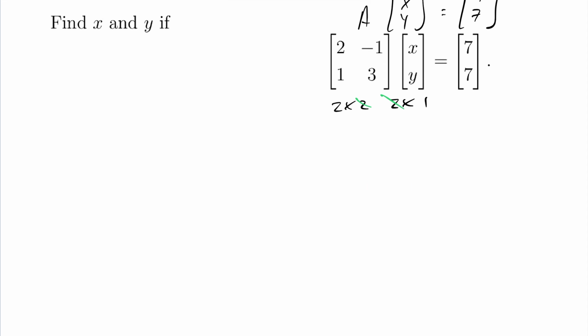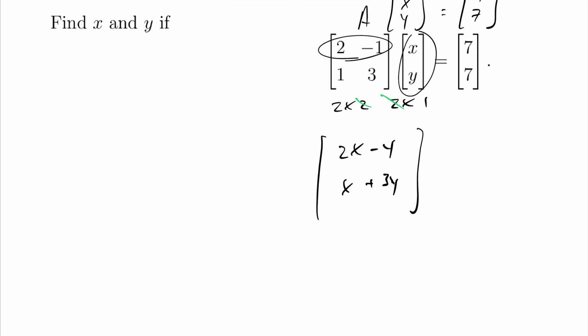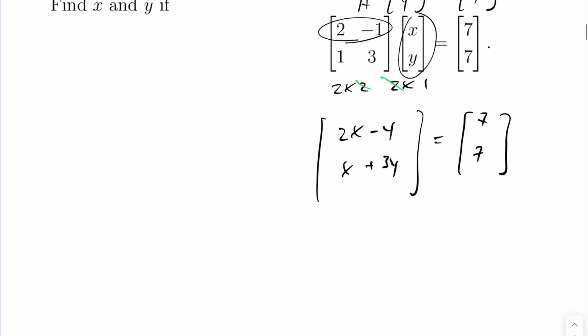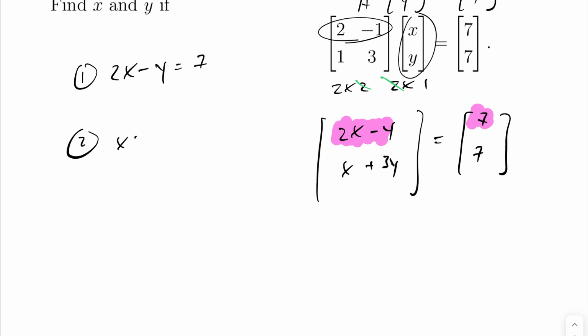So when I multiply this out, I take [2, -1] times vector x, y. I end up getting 2x minus y for my first entry, and the second entry is going to be x plus 3y. And I know that has to equal the vector 7, 7. If these matrices are equal, they have to be equal coordinate-wise. So it must be the case that 2x minus y equals 7, and x plus 3y equals 7.